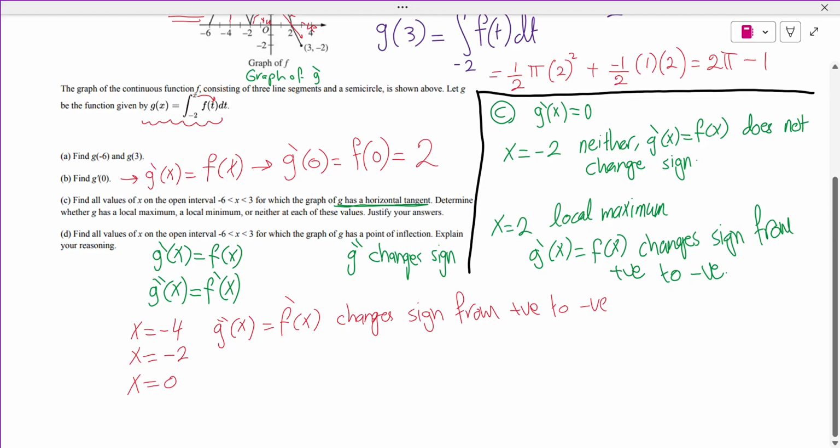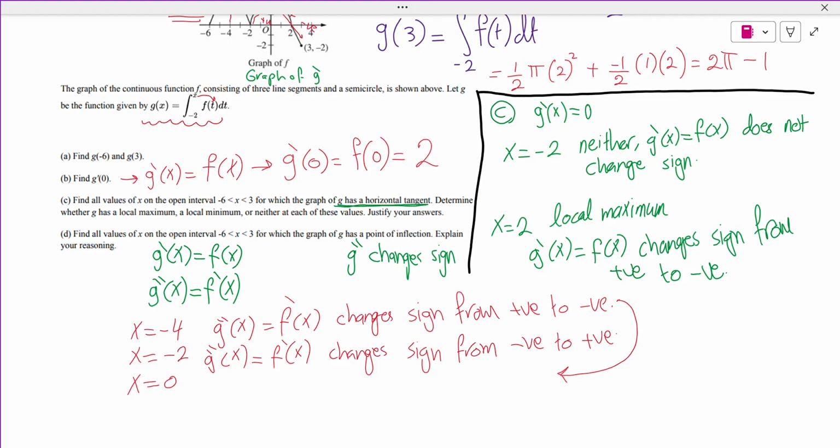At x equals -2, g double prime of x, which is the same as f prime of x, changes sign from negative to positive. And repeat the same explanation for x equals -4. This explanation is the same for x equals 0.